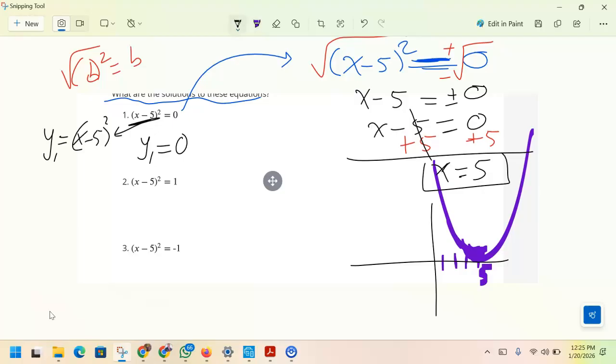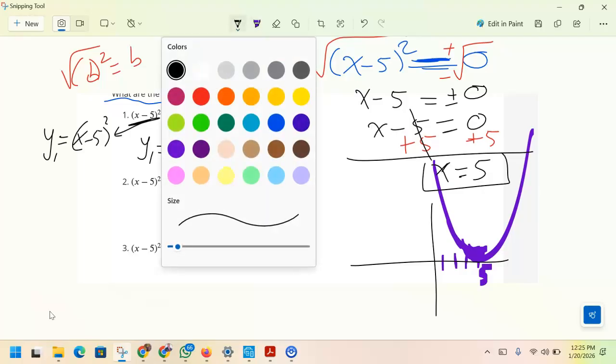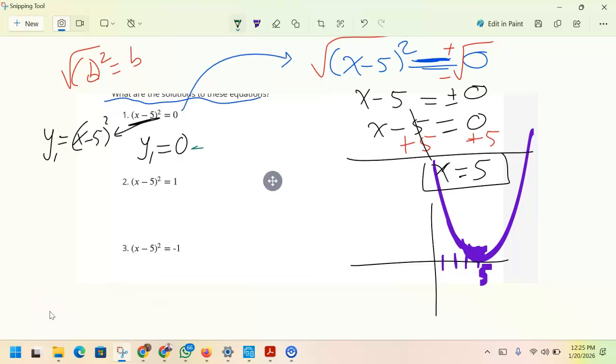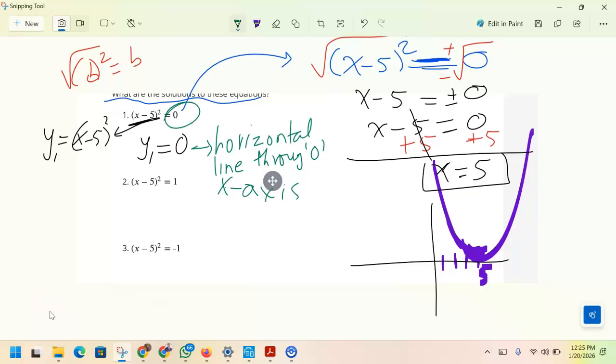And what is the meaning of the second graph? I'll use a green color. What does this mean? It's a horizontal line through 0, which happens to be the x-axis. That's the understanding of that. This 0 means your x-axis itself, this one is y equals 0. The equation of the x-axis is y equals 0.